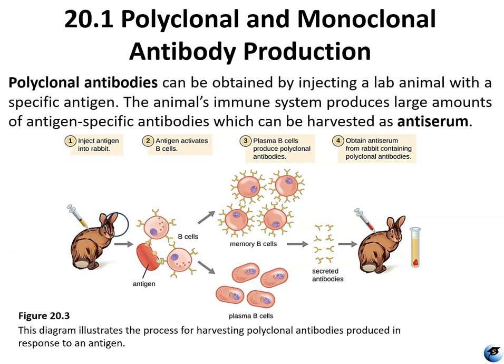So you inject this rabbit here with an antigen, and its B cells will come and attach to the epitopes of that antigen. It produces memory B cells and plasma B cells, and those cells will secrete antibodies, and in that way you can get a lot of polyclonal antibodies from a small amount of antigen.